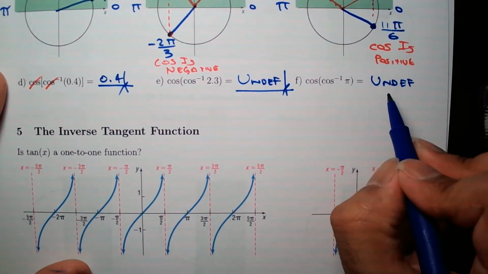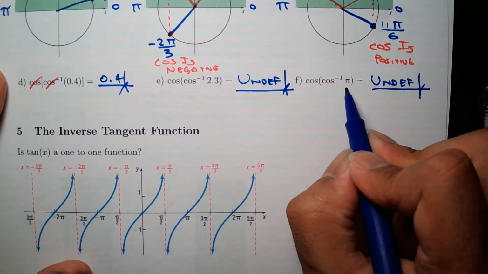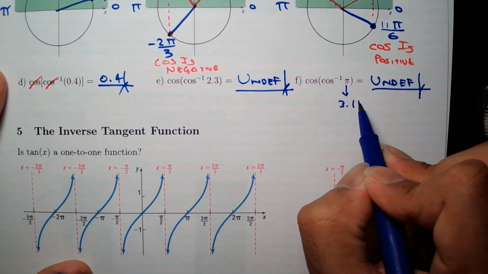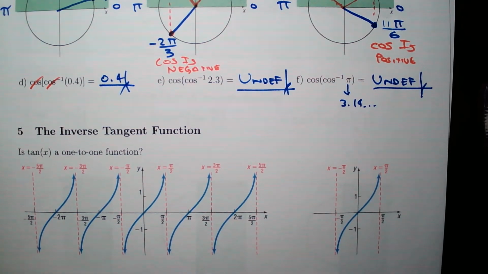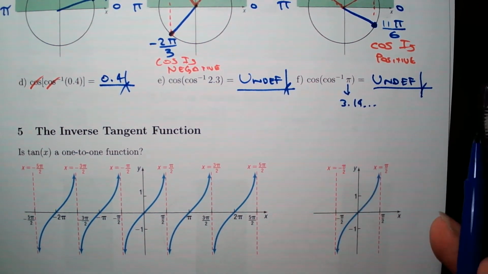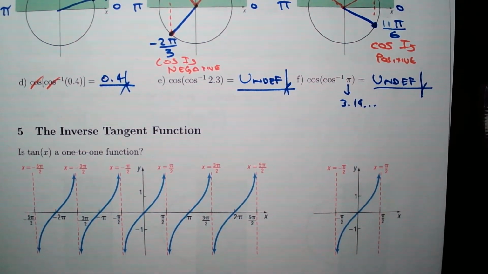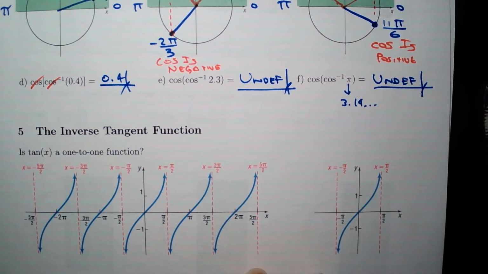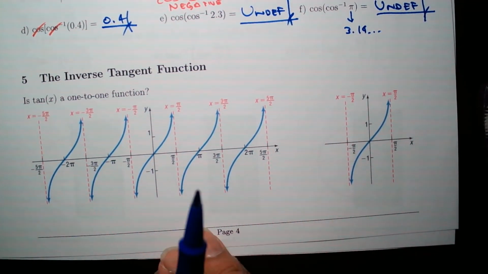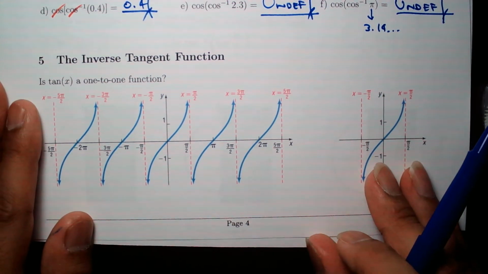Alright, so this is also undefined because pi is 3.14, blah blah blah. You know the drill for this. And this number is naturally outside of the range -1 to 1. Let's repeat all this for the tangent function, for the inverse tangent function.